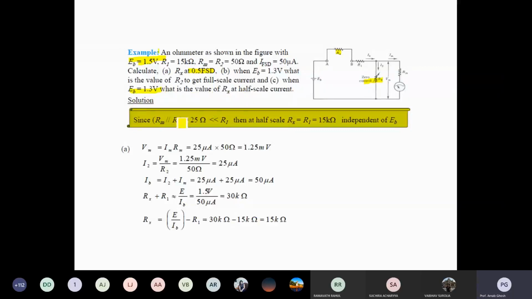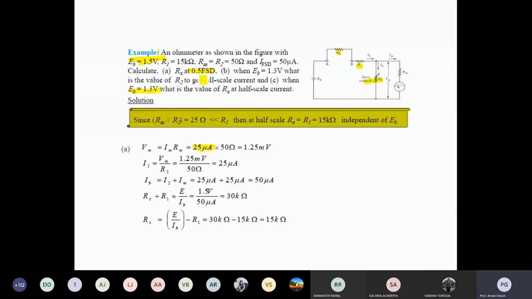So definitely the equivalent resistance of Rm and R2 is less than R1. Then what happens? A higher range of current will flow through R2 compared to R1. So what will be the actual value? Vm equals Im into Rm, so it is your terminal voltage. Im is given as 25 microampere.